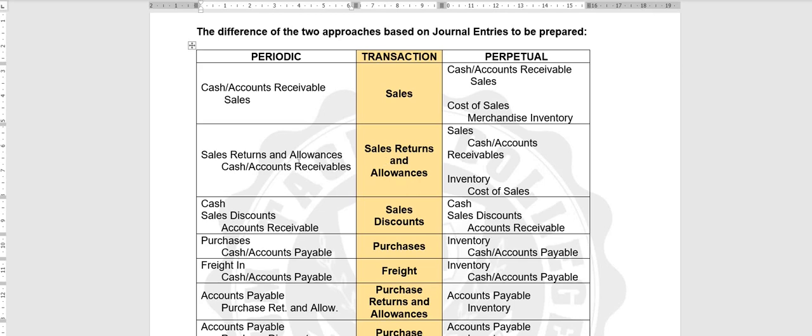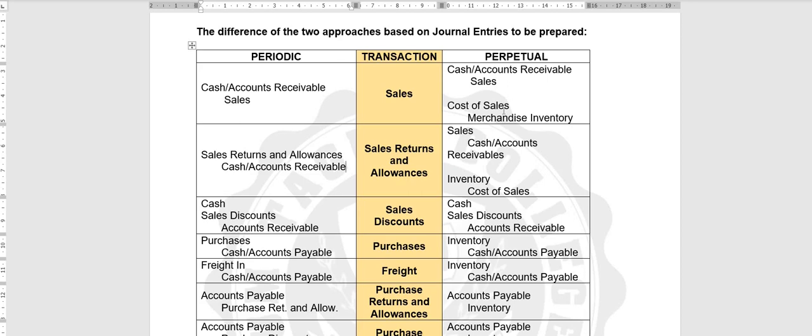Under our periodic inventory system, this is our entry. We debit sales returns and allowances and credit either cash or accounts receivable. We credit cash if originally the transaction was a cash sale, so you will refund. But if the transaction was a sale on account, you just have to reduce your accounts receivable to recognize your returns and allowances.